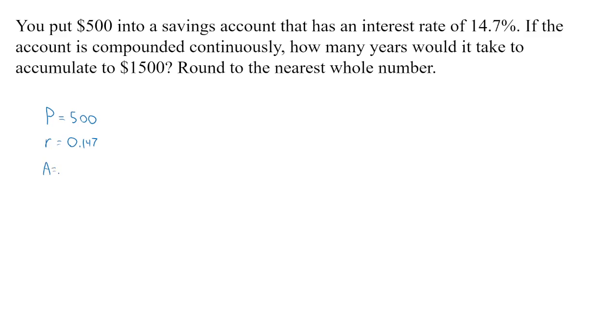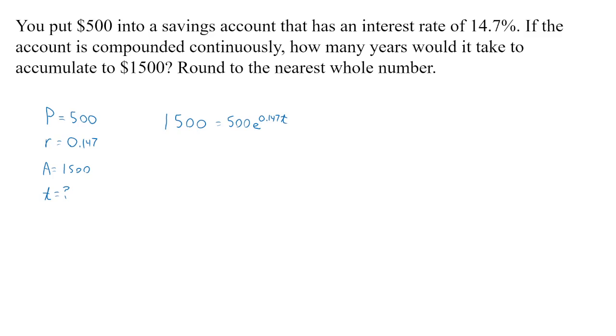And after so many years, you have $1,500. So A is $1,500. Therefore, T is what you're looking for. So now we're going to apply the formula. This is 1,500 equals 500 e to the 0.147t.